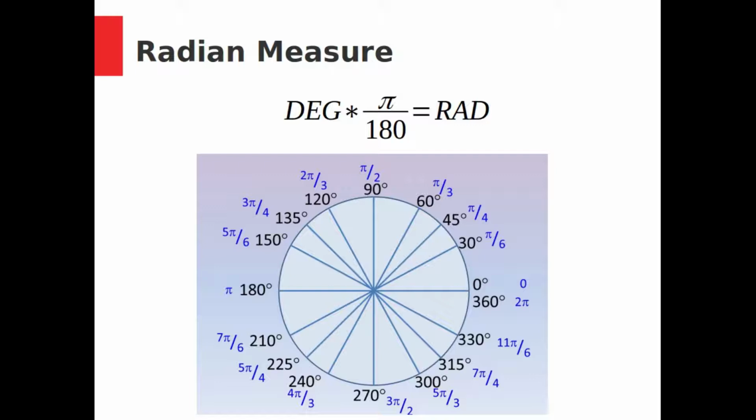It is possible to convert a degree measurement to radians by using this formula. Multiply the number of degrees by pi and divide by 180. A rotation of a full circle, that's 360 degrees, is the same as 2 pi radians. 180 degrees is the same as pi radians. 90 degrees is the same as pi over 2 radians. 60 degrees is pi over 3 radians. 45 degrees is pi over 4 radians. 30 degrees is pi over 6 radians, and so forth. So the magnitude of the angular displacement is described in radians.